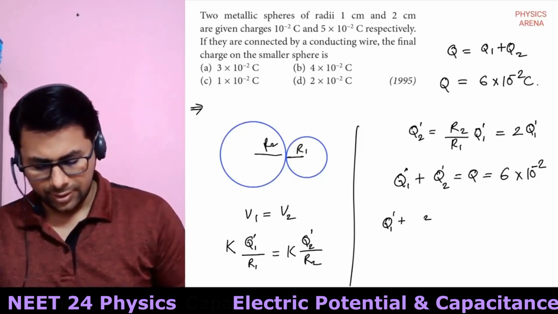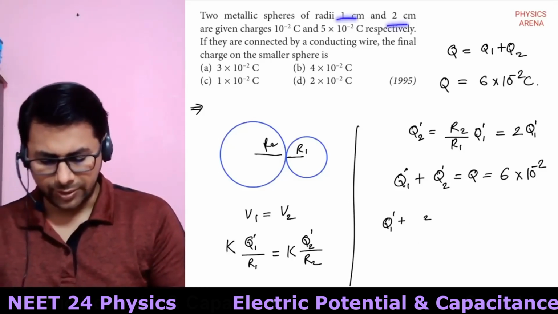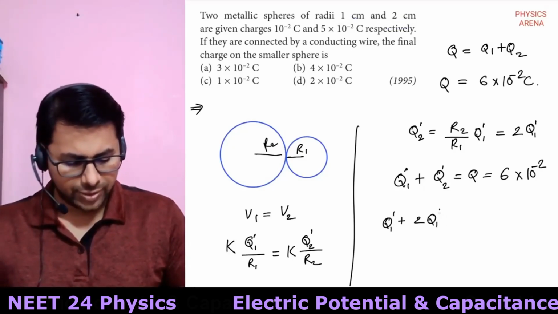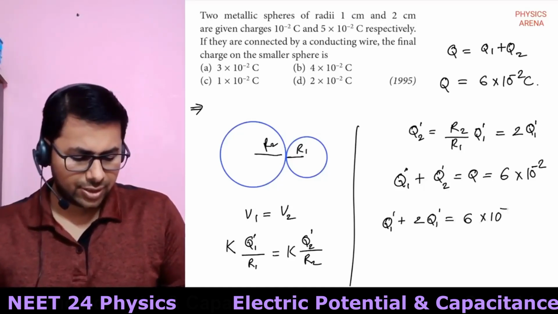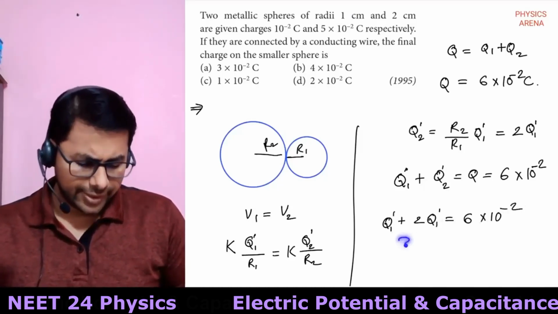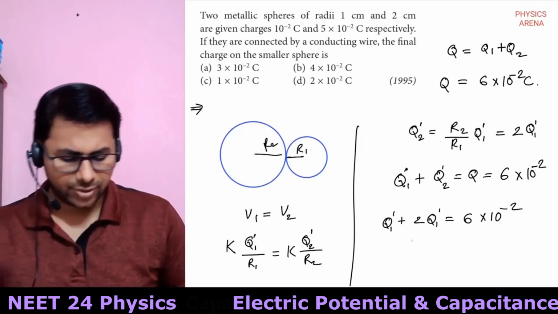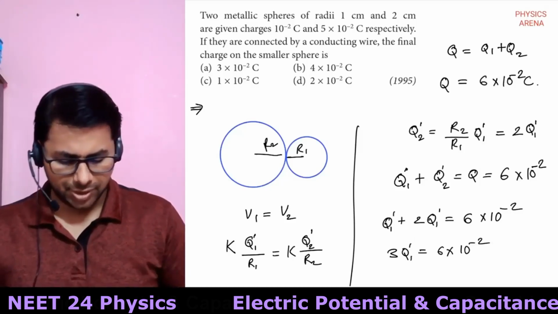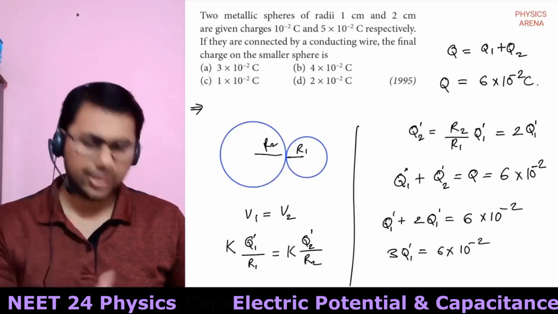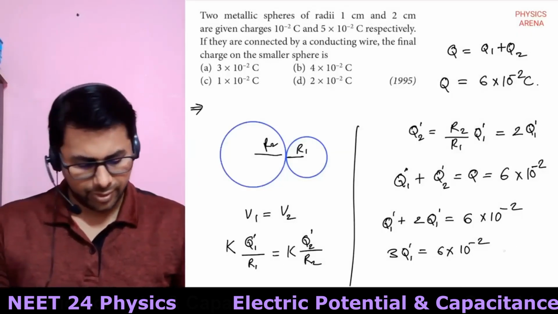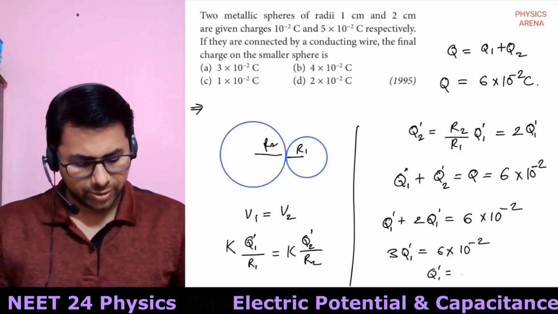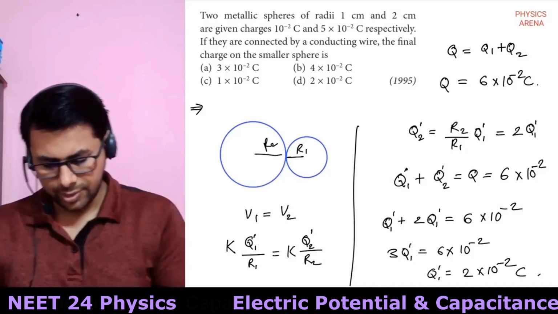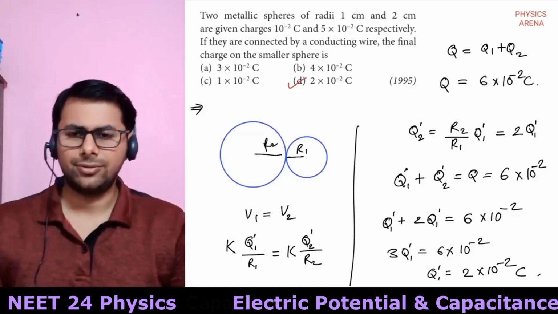So you can say it is 2 times Q1 dash, because R2 is 2, R1 is 1. So this is just 2 times Q1 dash, and this is equal to 6 into 10 raised to minus 2. So 3 times Q1 dash is 6 into 10 raised to minus 2. That means Q1 dash is equal to this thing divided by 3. So Q1 dash is equal to 2 into 10 raised to minus 2. This is the answer. Got it? Yes, no?